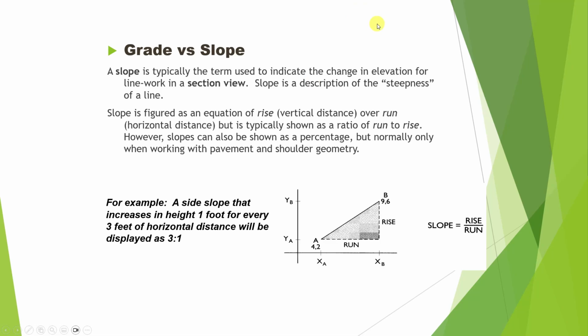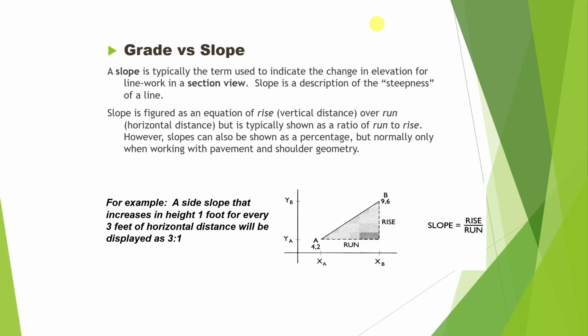Grade versus slope. A slope is typically the term used to indicate the change in elevation for line work in a section view. Slope is a description of the steepness of a line of work. Slope is figured as an equation of rise, vertical distance, over run, horizontal distance, but it's typically shown as a ratio of run to rise.